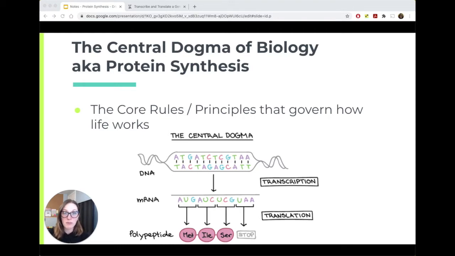So the central dogma is two major steps and involves three molecules. We start with DNA, and in the process of transcription we make mRNA, and then mRNA is used to make a polypeptide, which is another word for protein or amino acid chain.